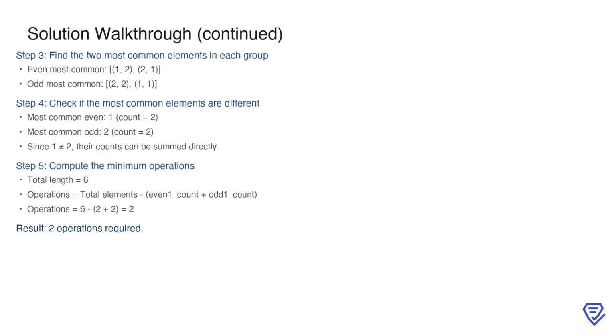The total length of the array is 6, and the formula for operations is the total number of elements minus the sum of the counts of the most common elements. Substituting the counts, we get 6 minus (2 plus 2), which equals 2. This means that 2 operations are required to make this array alternating.